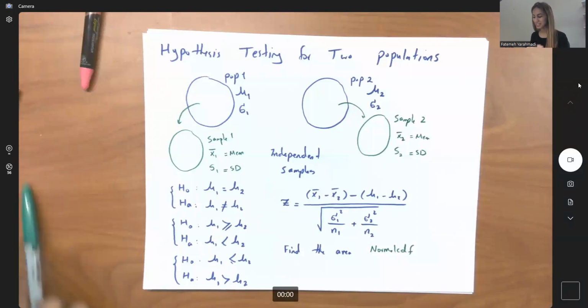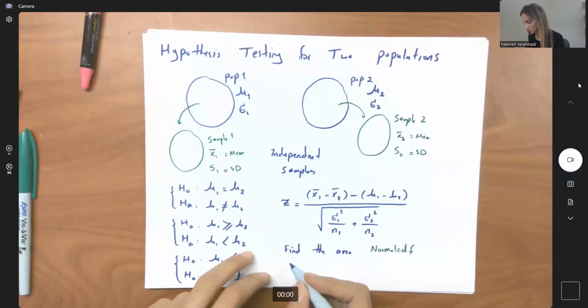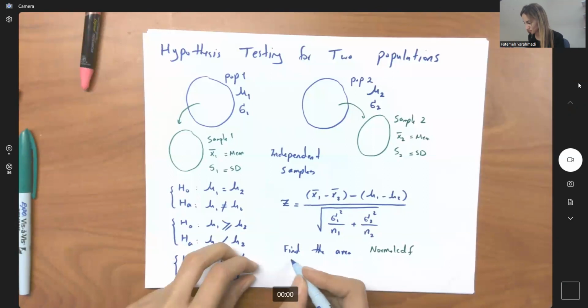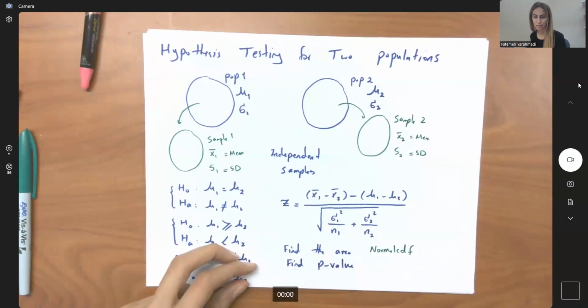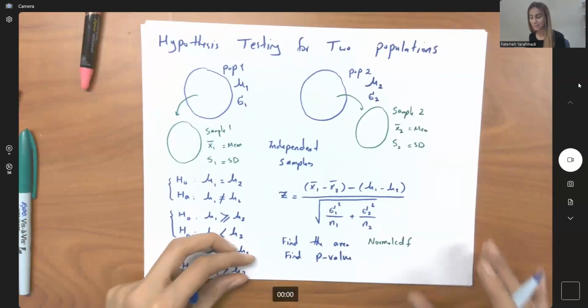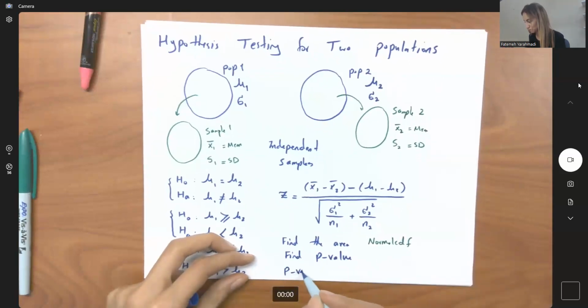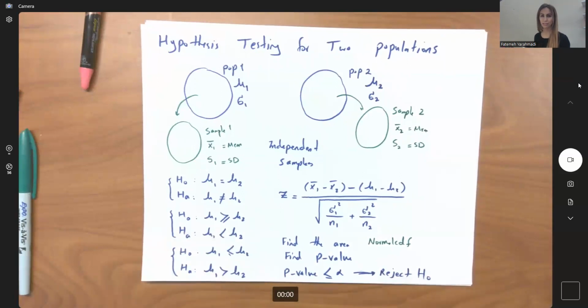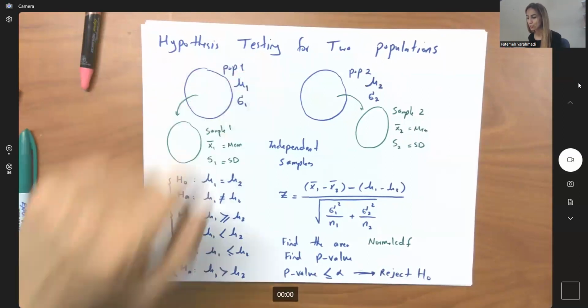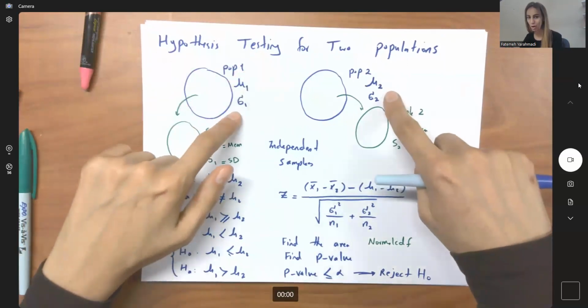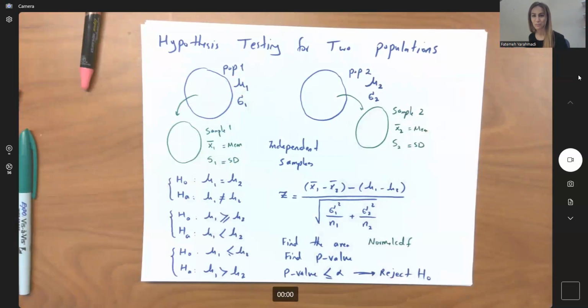After finding the area, we're going to find the p-value. And at the end, we compare p-value and alpha. If p-value is less than or equal to alpha, you're going to reject the null hypothesis. So these are the steps that we're going to take analyzing hypothesis testing for two populations when sigma is given to us.